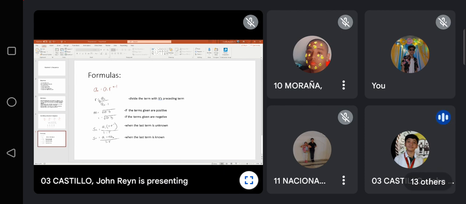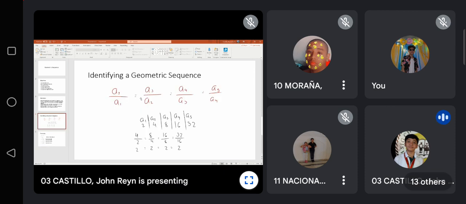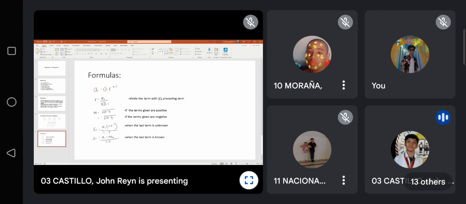Then for finding the ratio, it's the same as identifying the geometric sequence. We just divide a term with its preceding term, then we should get the ratio. Then here for means and series, I just put them there for reference as well, because we might have to answer something in the book later. We'll use these formulas as reference to help solve those problems. So try to screenshot or memorize the formulas.